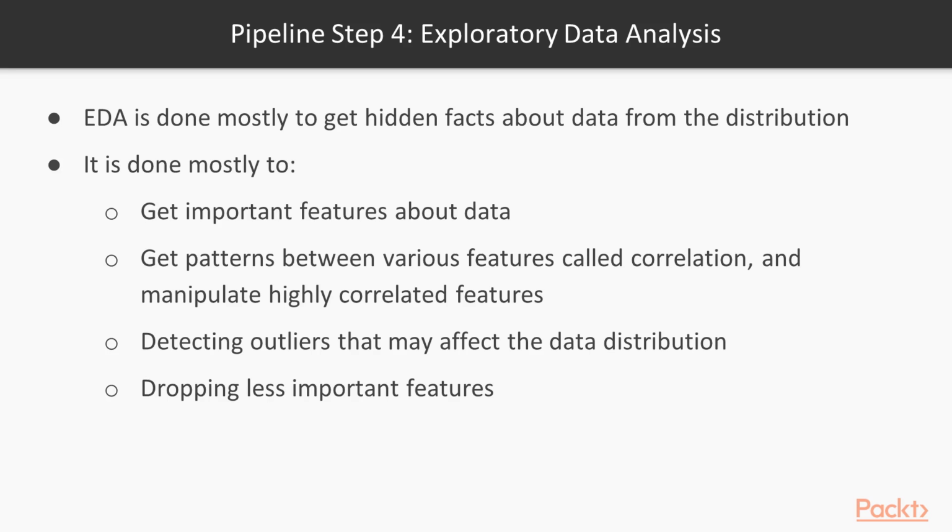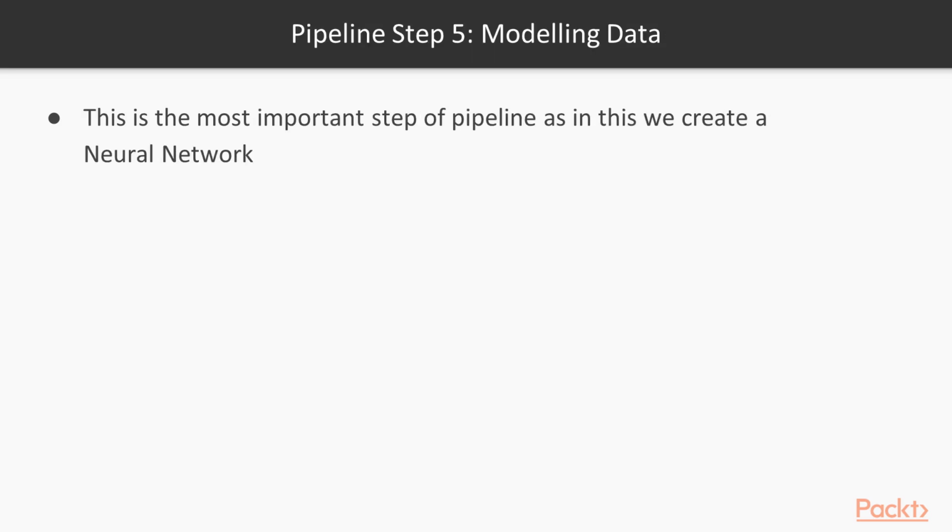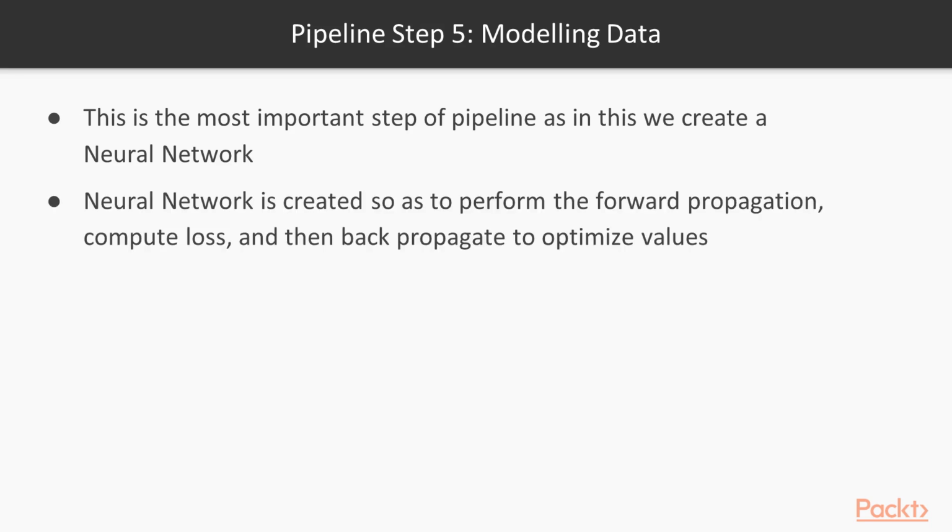So in the modeling step, we try to find a mathematical relation between the input features and the output labels. So we create a neural network. When we create a neural network, we create it so as to perform 3 tasks: forward propagation, compute loss, and then back propagate to optimize the weights of the neural network.